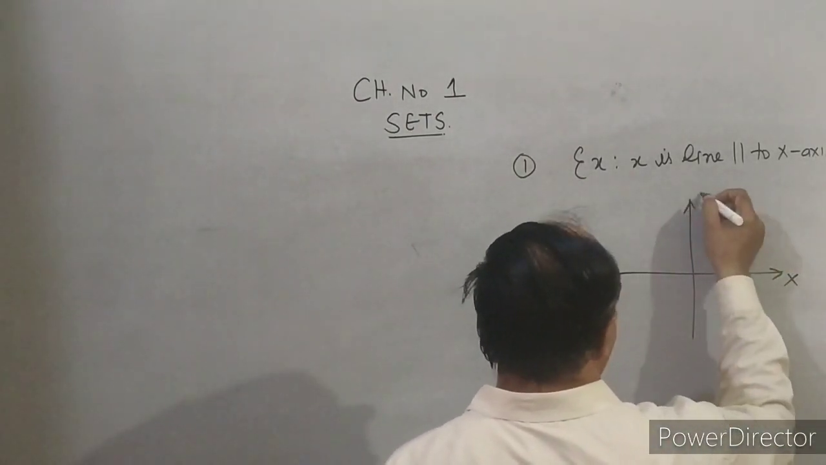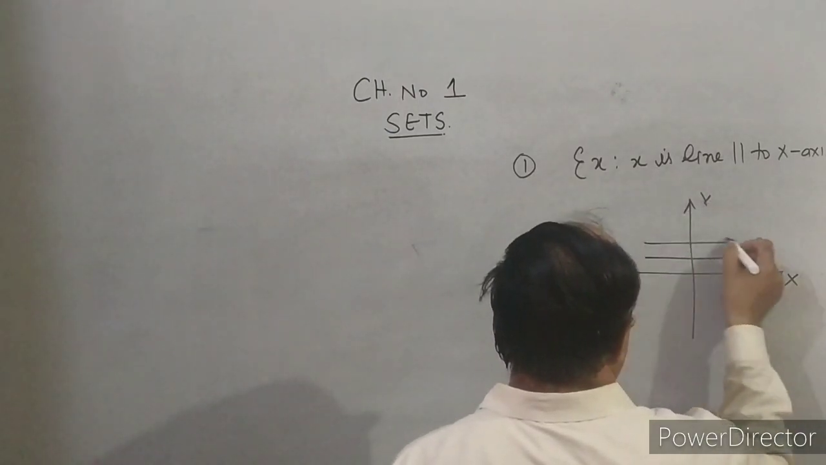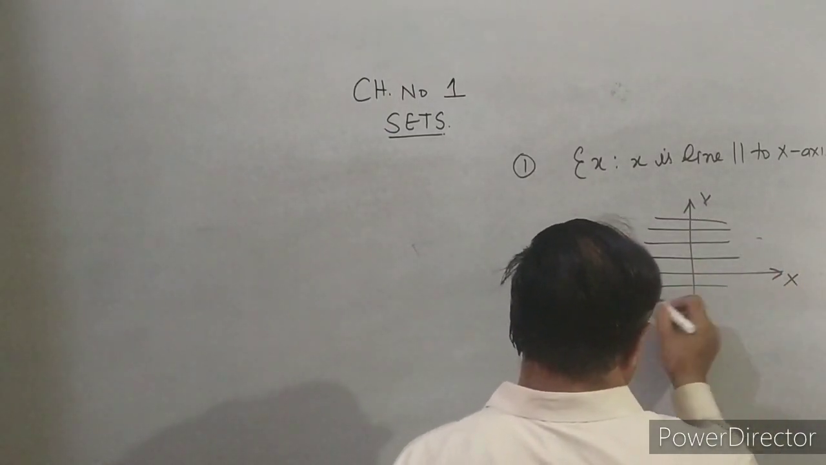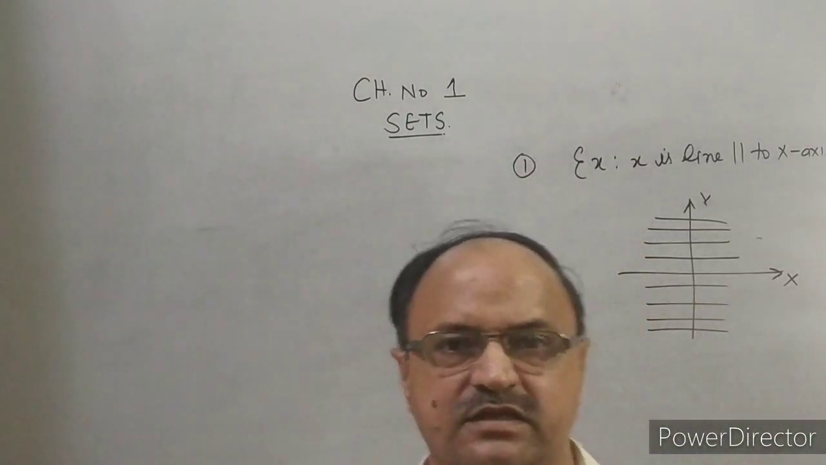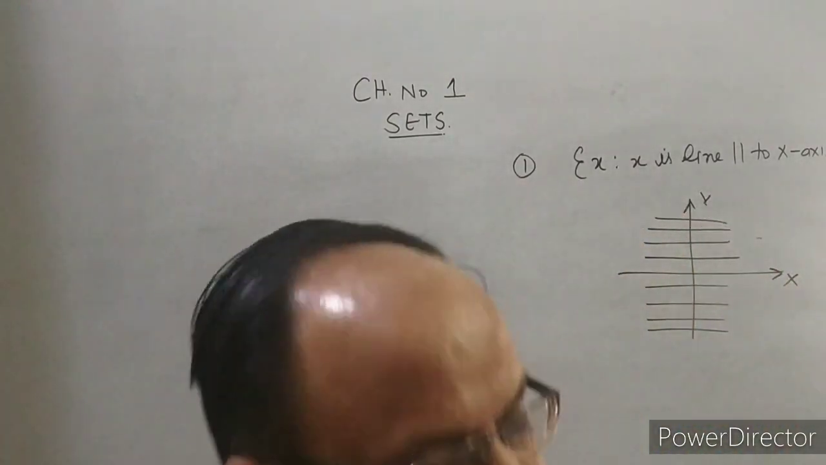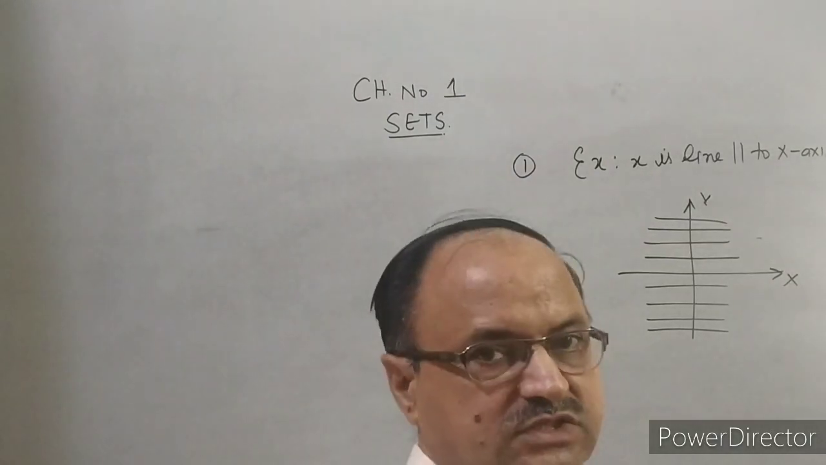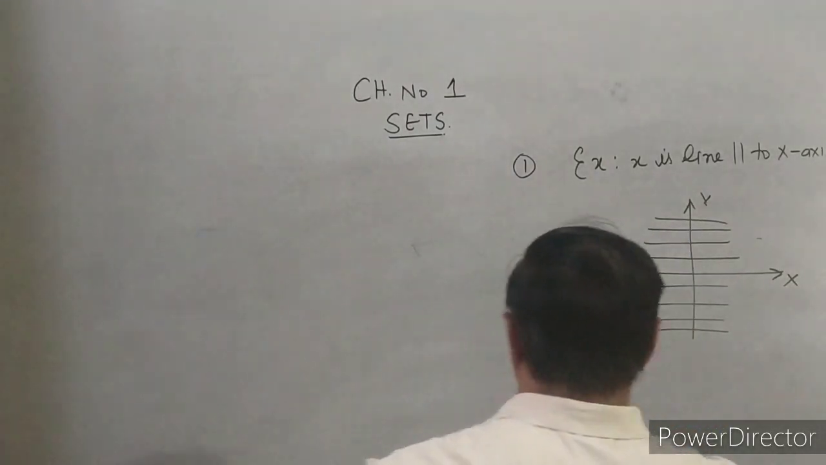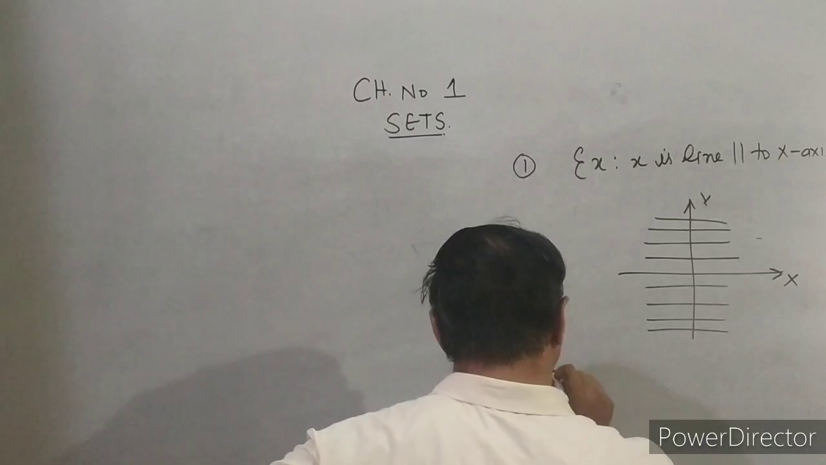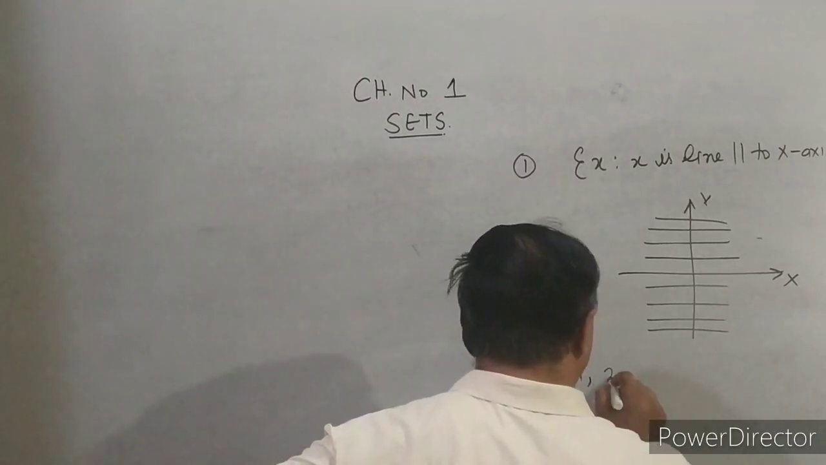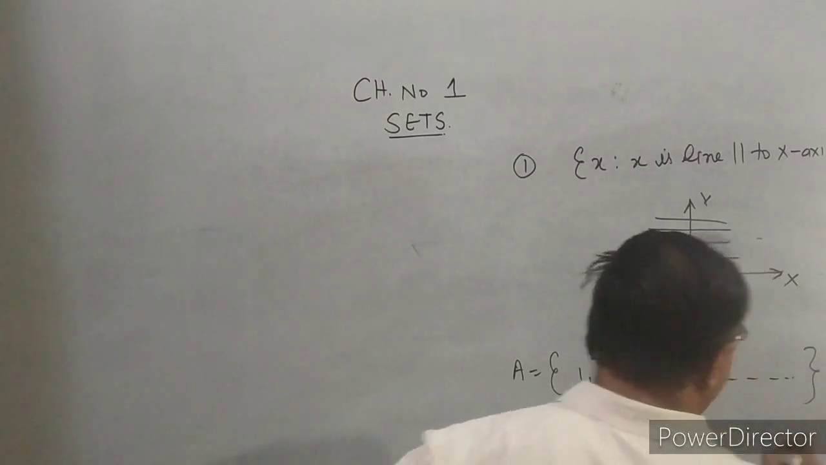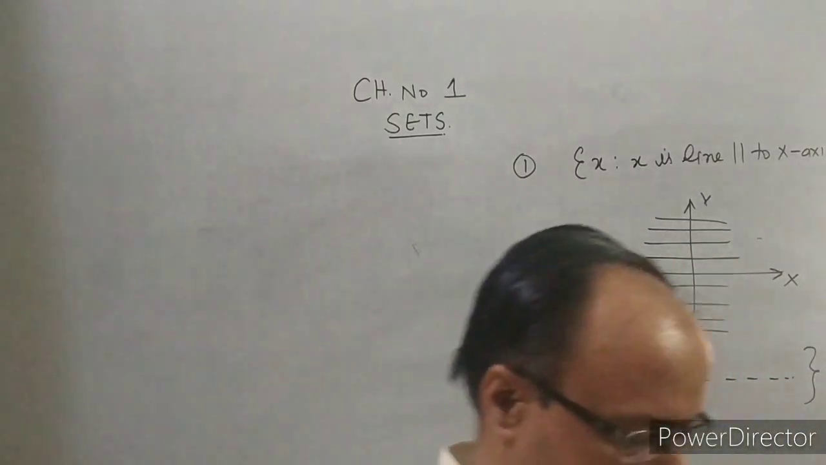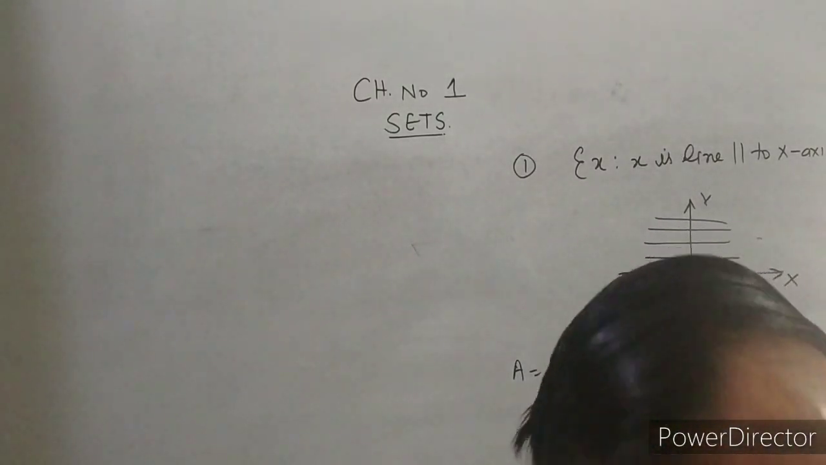This is the x-axis, this is the y-axis. The lines parallel to the x-axis are infinite lines. Therefore, this is an example of an infinite set. Or you can say another example of an infinite set is the odd natural numbers 1, 3, 5, 7. This is also an example of an infinite set. Clear?